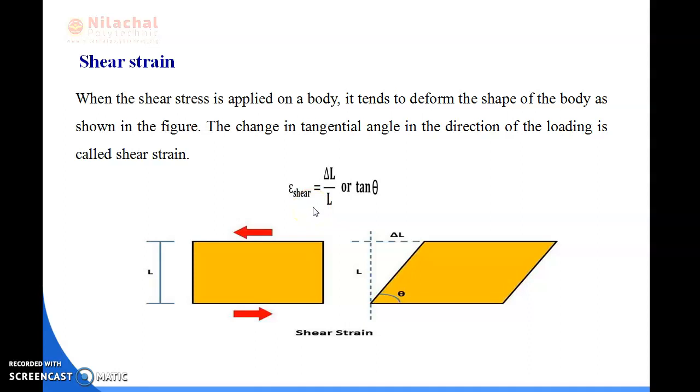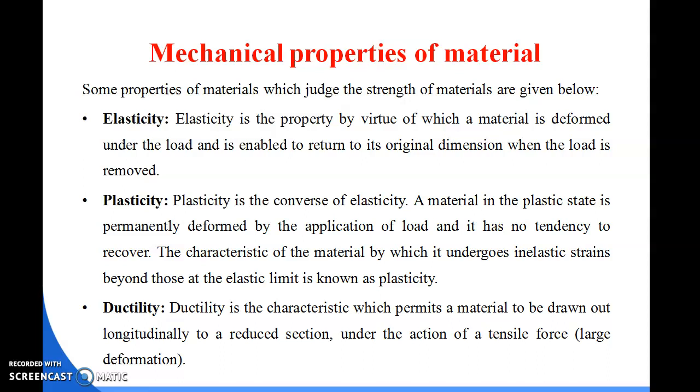So next is the mechanical properties of material. Any kind of material possesses some properties like elasticity, plasticity, ductility and brittleness. These are some properties of the material. According to the type of material, the properties change and vary. So in the case of mechanical properties of the material, you will study various kinds of mechanical properties.